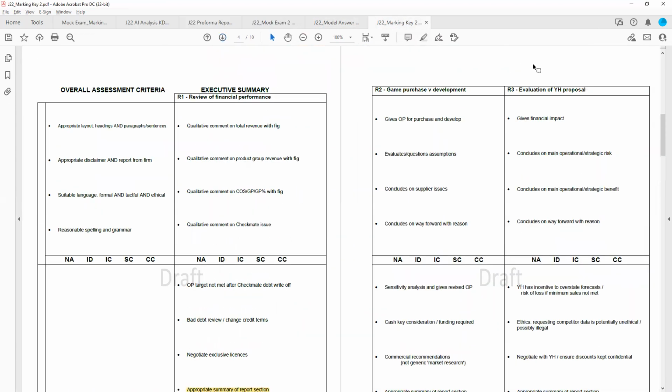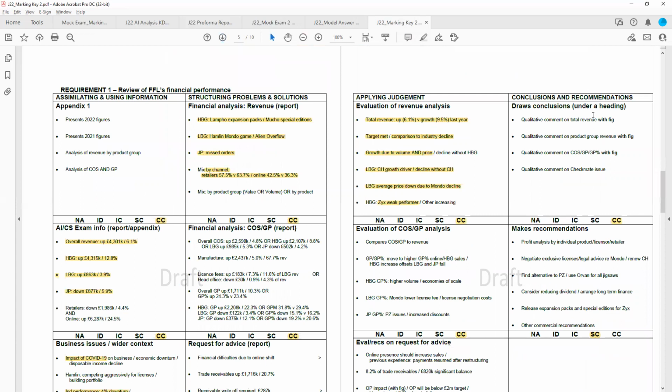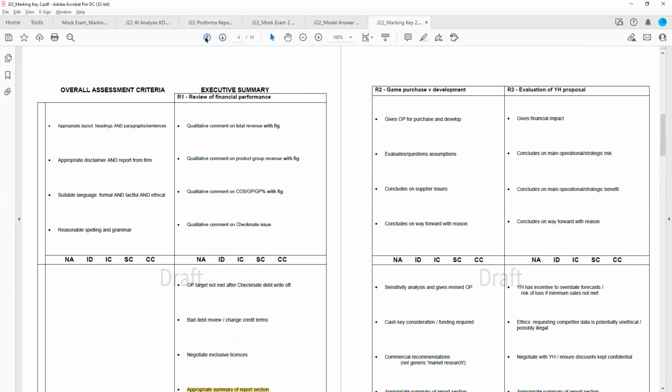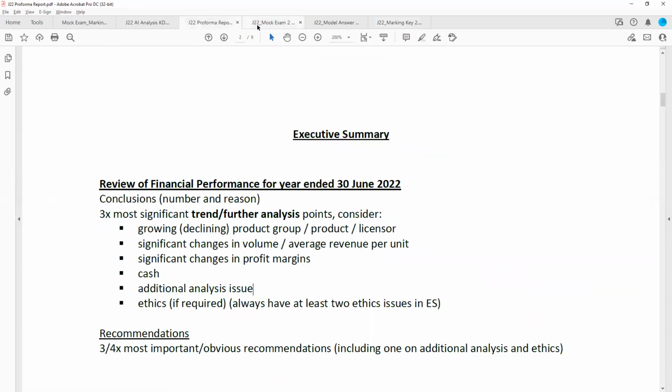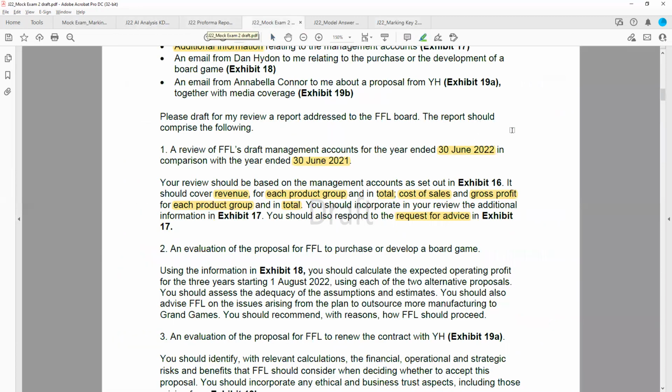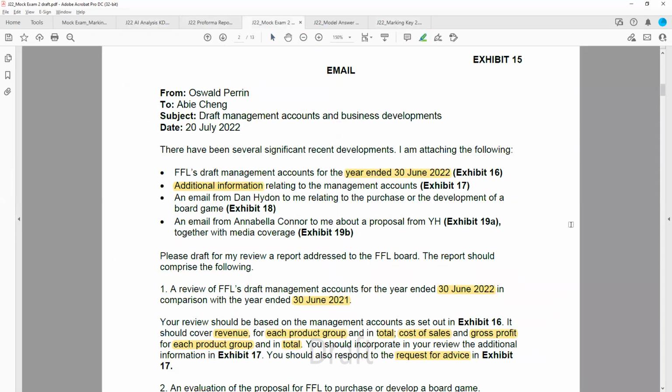So be concise with your conclusions, just have the main numbers that you need as per the requirement. You'll have that as your basis for your exec summary, and then you're adding in some additional points. So you could think of it as conclusions plus, if you like. So again, I think fairly standard requirement 1. I don't think anything too unusual there.